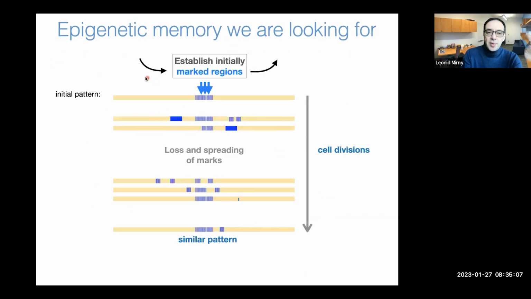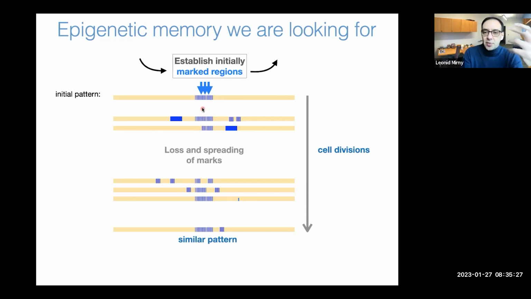So, what do we mean when we say epigenetic memory? We mean a memory in the following sense: imagine there is some external process that imposes these marks first on the chromatin, and then this mechanism itself that imposes the marks is absent. And we're interested in the maintenance of the memory. It's like memory in a computer.